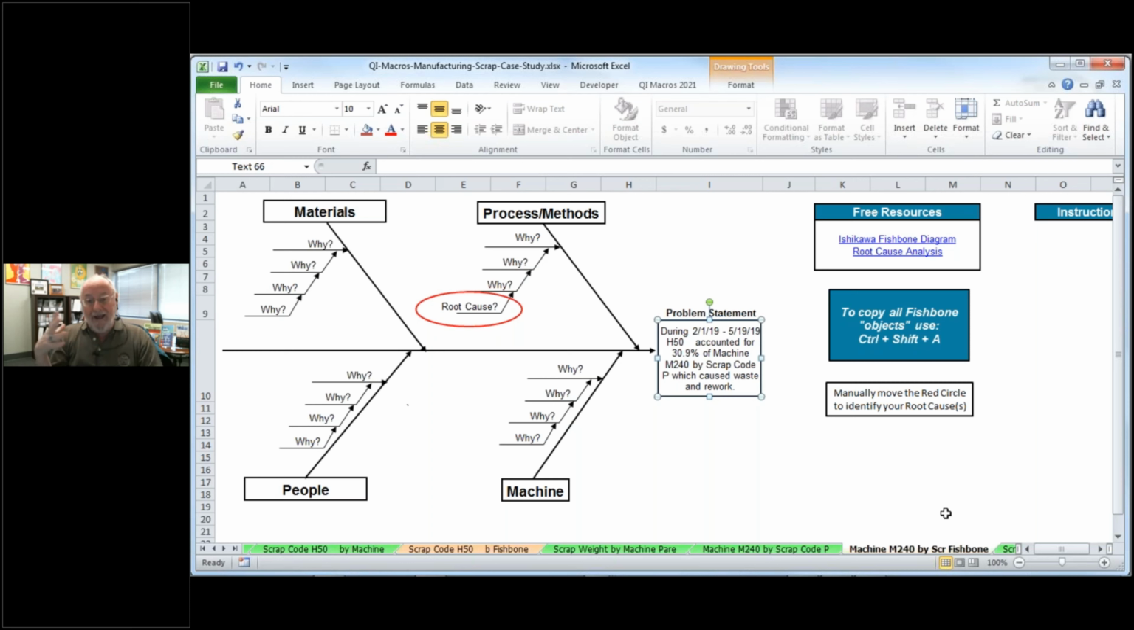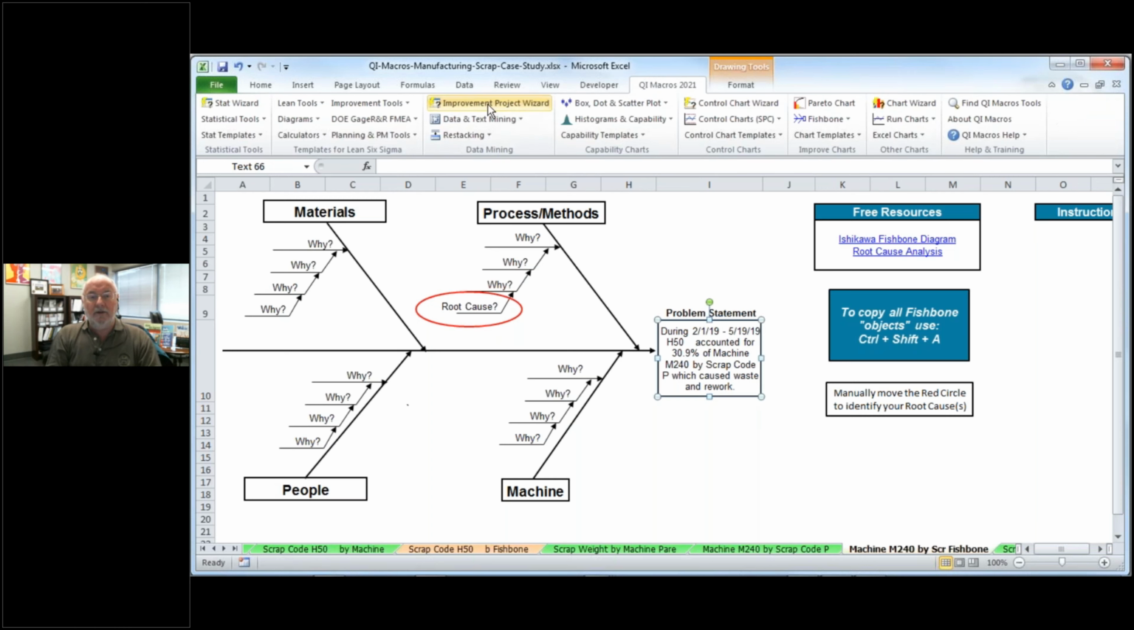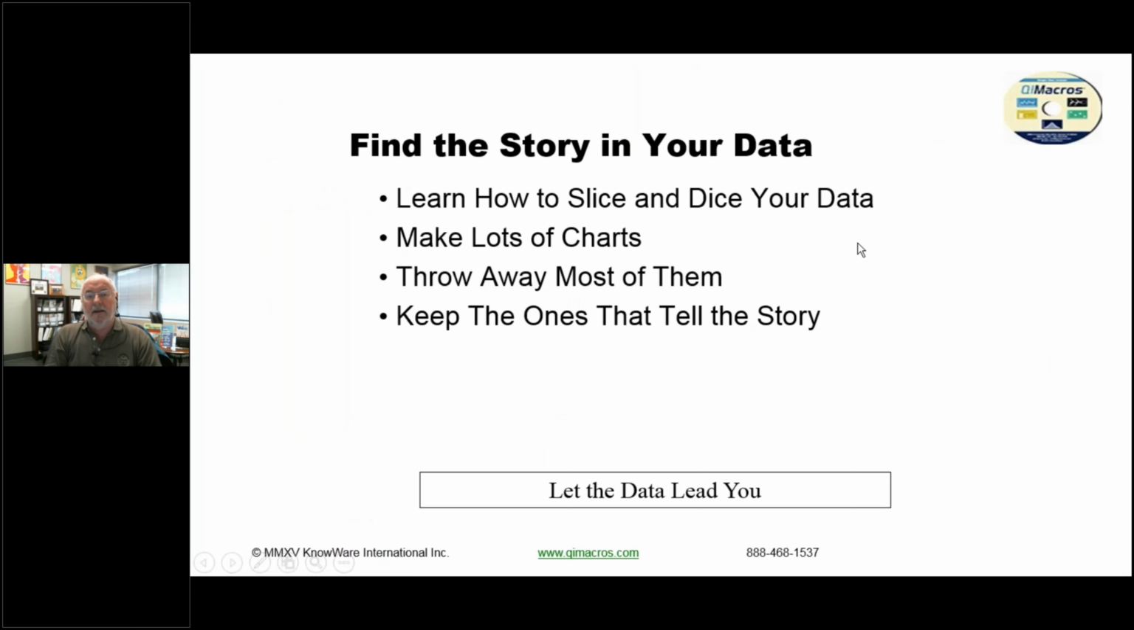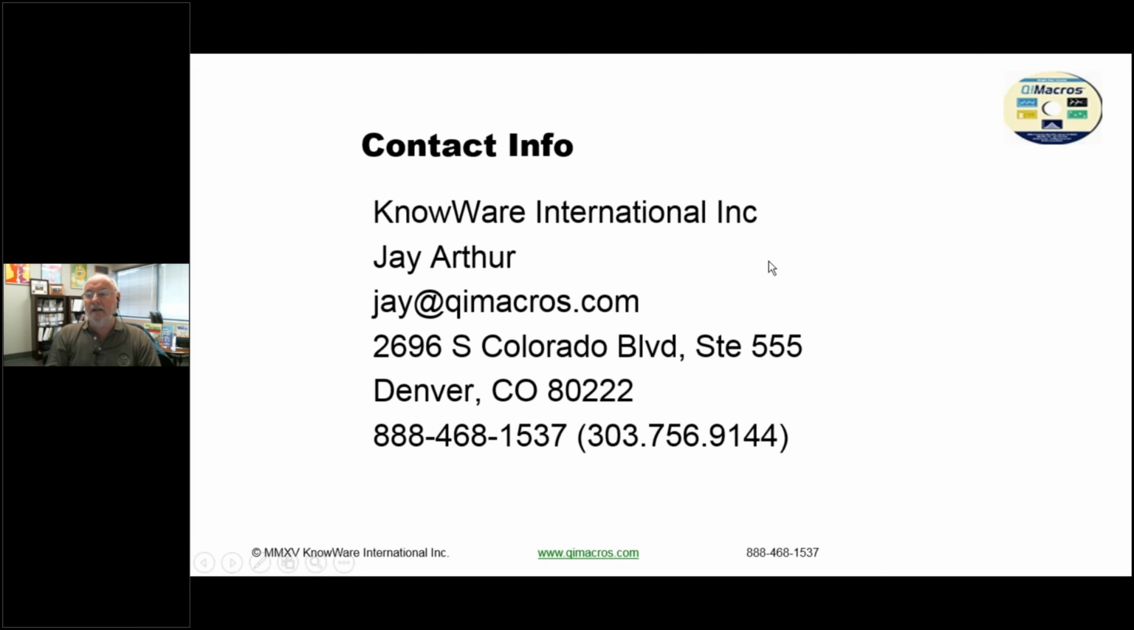Now, it took me a while to do this because I was doing this manually when I was first learning how to do it, but then I automated it in the QI Macros Improvement Project Wizard. So that's a high-speed trip through this whole process to get from raw data to something that you can actually turn into an improvement project that will really drive business results and hopefully save you millions of dollars.